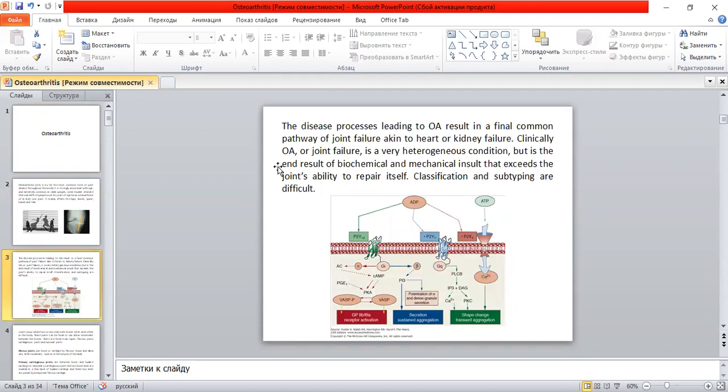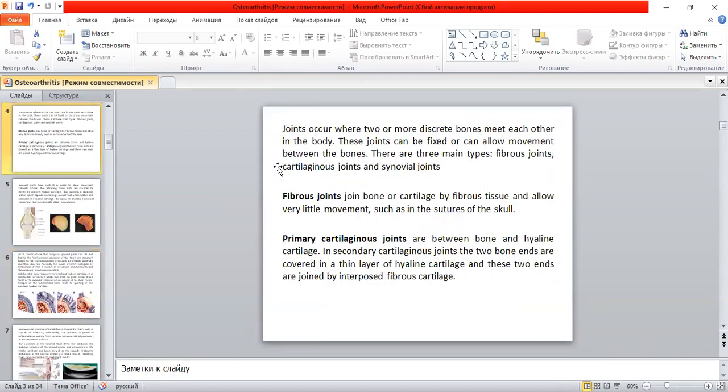The disease process leading to OA results in a final common pathway of joint failure, akin to heart or kidney failure. Clinically, osteoarthritis or joint failure is a very heterogeneous condition, but is the end result of biochemical and mechanical insult that exceeds the joint's ability to repair itself. Classification and subtyping are difficult.